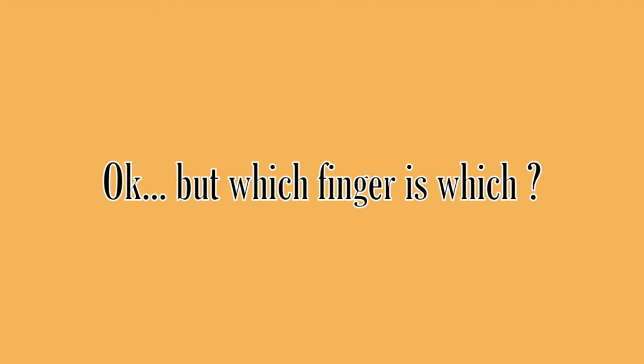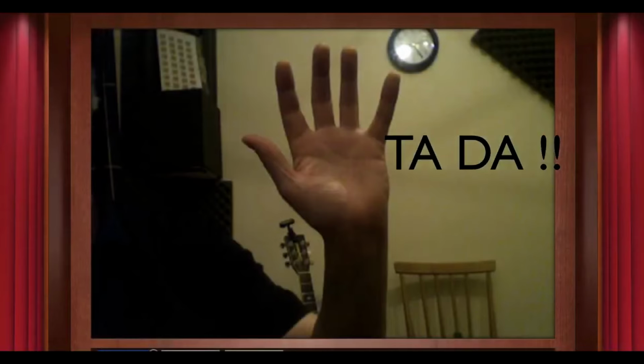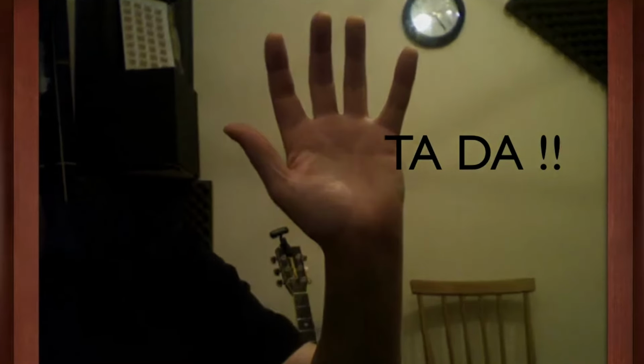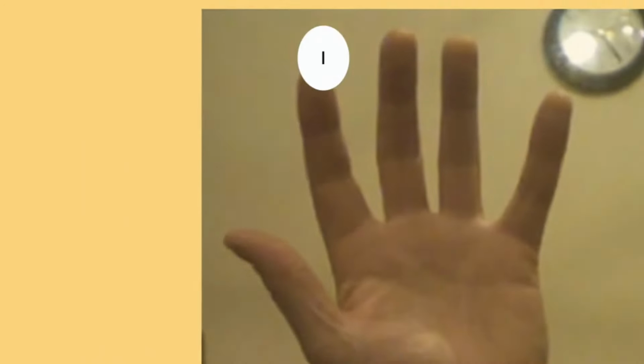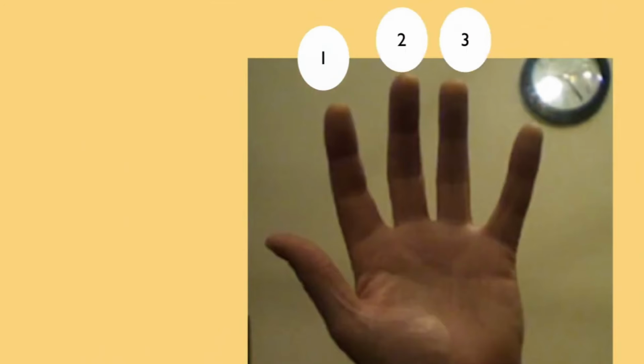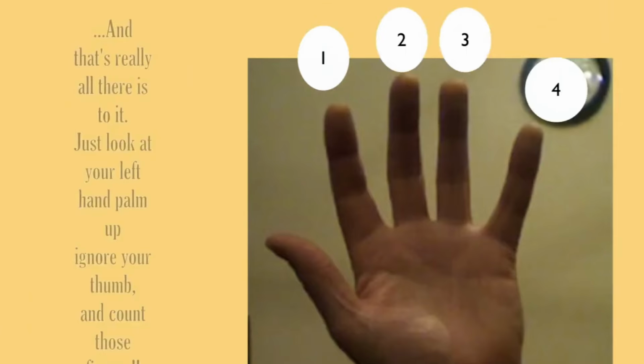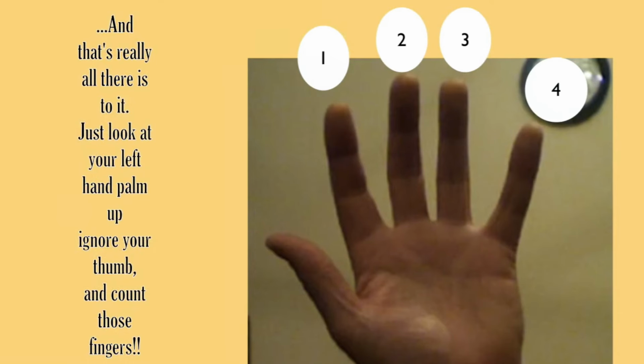And the easy thing, not least but last, is which finger's which. It depends on if you're right or left-handed, but the standard right-handed point of view of this, first you have to find a picture of a hand. Ta-da! And all you do is you look at your hand, ignore your thumb, and count your fingers. 1, 2, 3, 4. Index finger number 1, middle number 2, ring number 3, and your pinky finger number 4. And that's all there is to it.